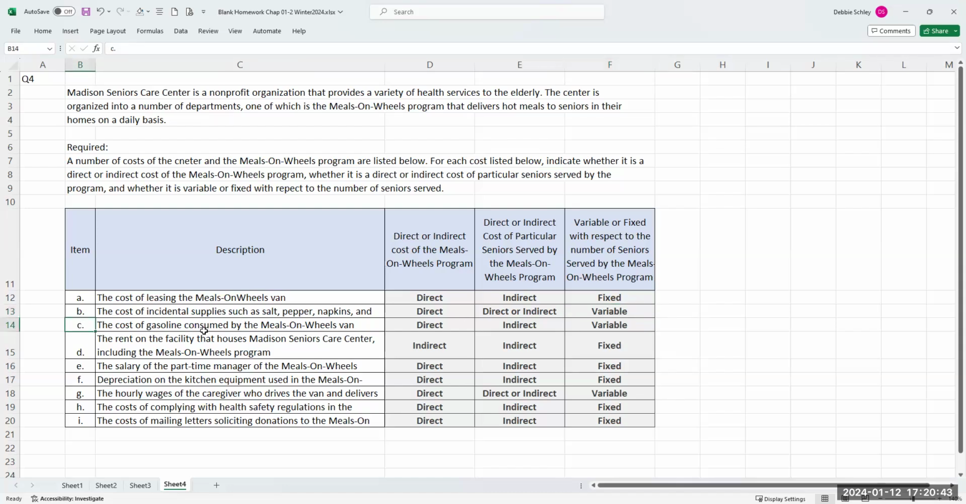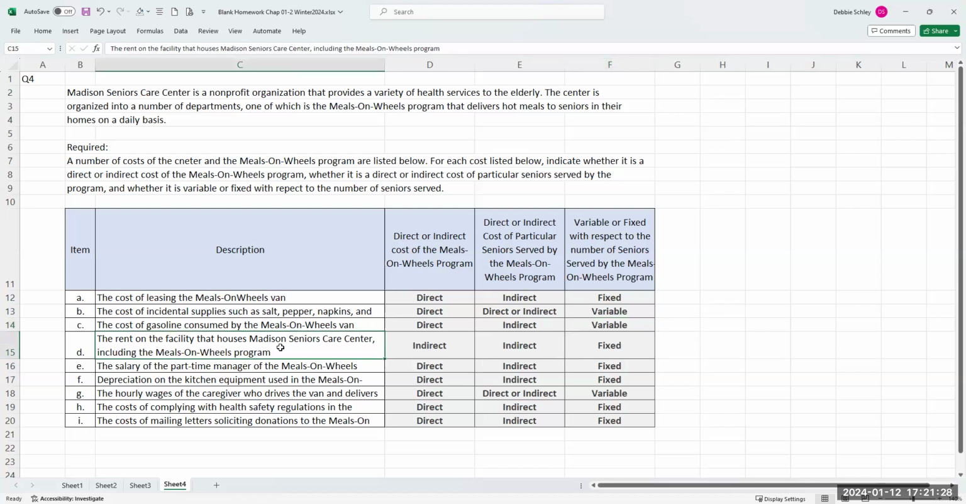Okay, C, the cost of gasoline consumed by the Meals on Wheels van. Well, obviously for the whole program, that's a direct cost that can be tied directly back to the van that serves the program. For the individual seniors, that is an indirect cost because you can't assign 1 gallon of gas to any one particular senior who was served by the van. And it is variable because the further you drive to deliver more meals, the more gas you're going to consume, versus less meals served, then your gas cost goes down. So that is variable.